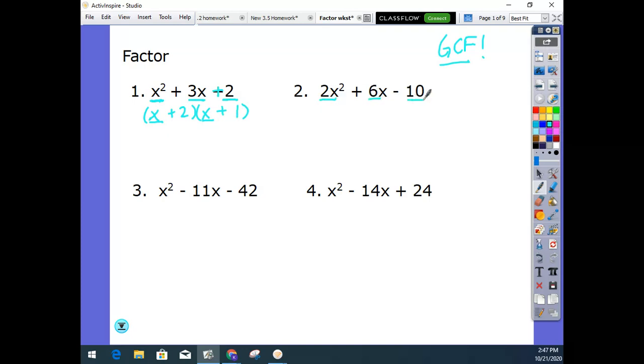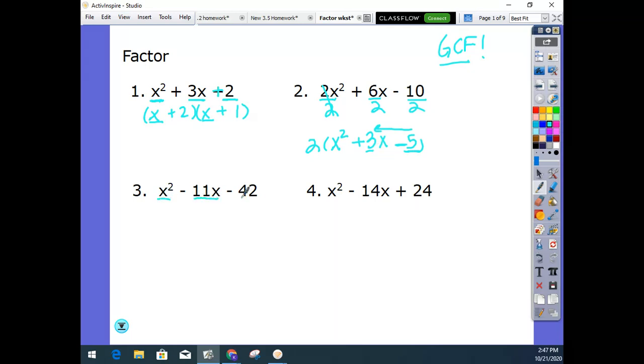In number 2, when you notice, 2, 6, and 10 all have a GCF of 2. So I'm going to divide each factor by 2 and write what is left over. Now, we look to see if it can be factored again, but we don't have any factors of 5 that subtract to get 3, so then you're done.